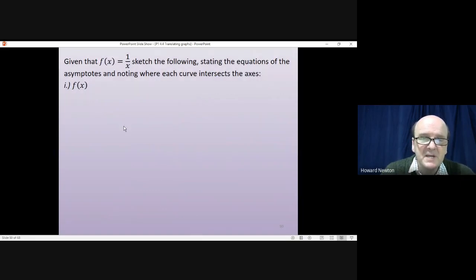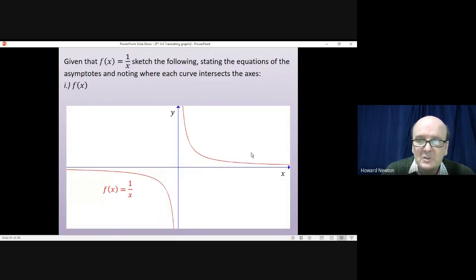So first of all, we'll just sketch f of x, which is just 1 divided by x. It's the standard reciprocal curve, and will look something like that. Now, we're asked to state the equations of the asymptotes. The asymptotes are the lines which the curve approaches but never touches. And in this case, that's the x and the y axes. So the curves get closer and closer to the x-axis, they get closer and closer to the y-axis, but never touch or cross them. And you could just say that the asymptotes are the x and the y-axis, or you could say they're the lines y equals 0 for the x-axis and x equals 0 for the y-axis.